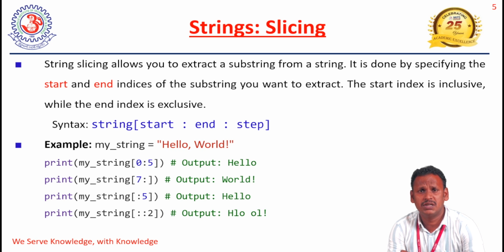So here the step size is by default 1. If you mention 2, then starting from the character H, alternate characters will be displayed. So at the 0th index, H is there. At index 2, you have L. At index 4, you have O. Similarly, it will continue, so alternate elements will be displayed on the screen. If you mention like my string of [::2].